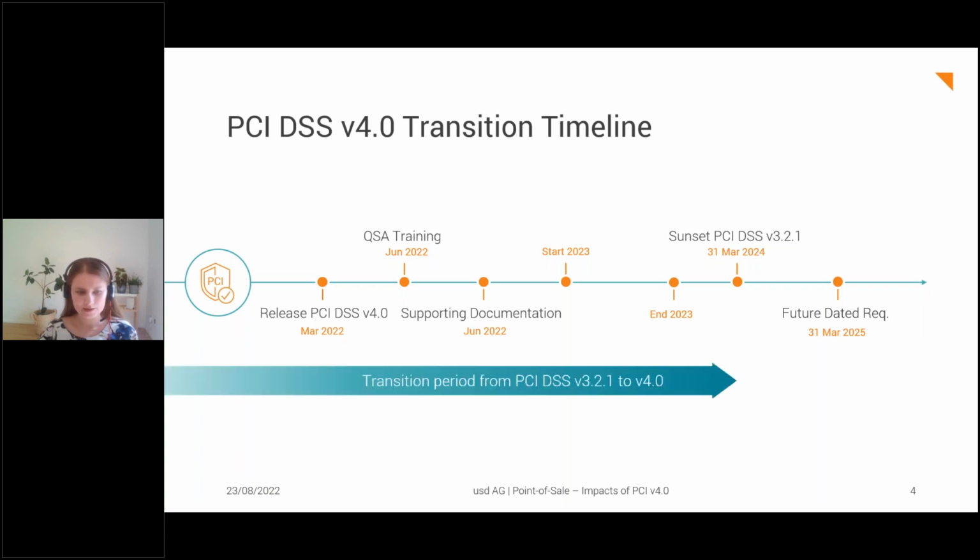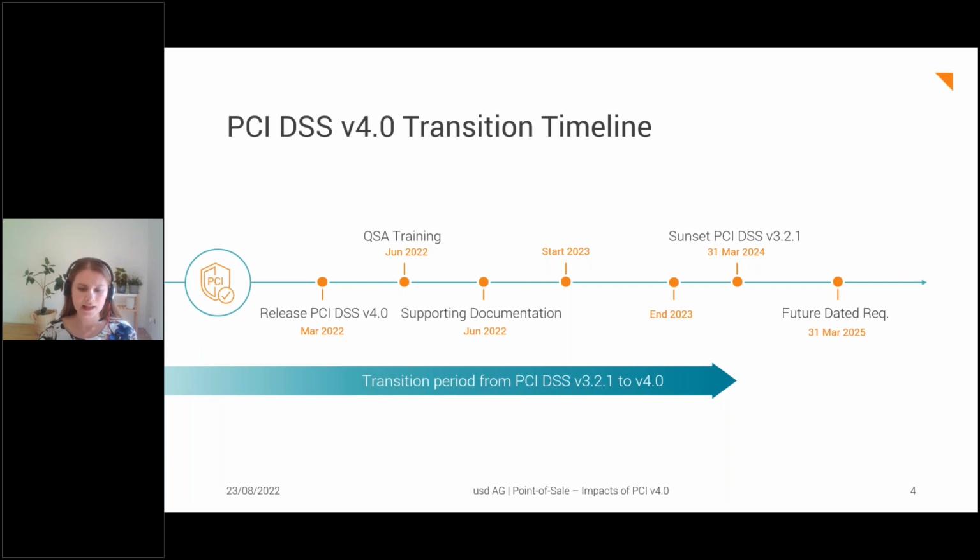The PCI DSS standard version 4.0 can be applied right from the beginning, but it doesn't have to be. So currently, you still can be certified according to version 3.2.1. This is possible until the 31st of March 2024. Starting from the 1st of April 2024, you definitely have to get certified according to version 4.0. But until then, you can choose. Do you want to stay with the old version, or do you already want to transition to the new version?